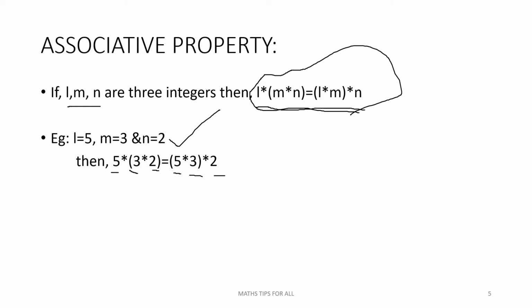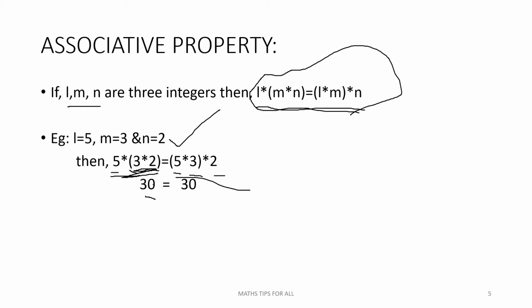When you multiply the left hand side with the right hand side, both should be equal. That is, always you have to multiply the terms which are in the bracket first. First preference is for bracket. That is 3 2s are 6. Then 5 6s are 30. So 30 is the answer.